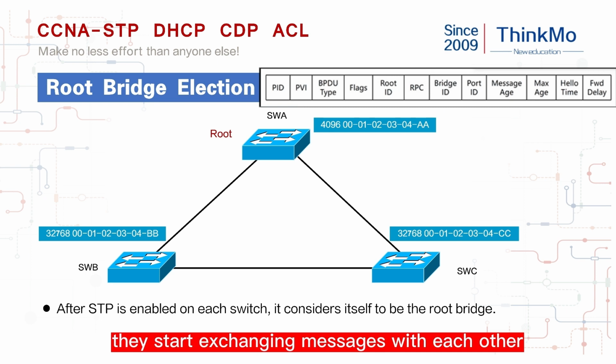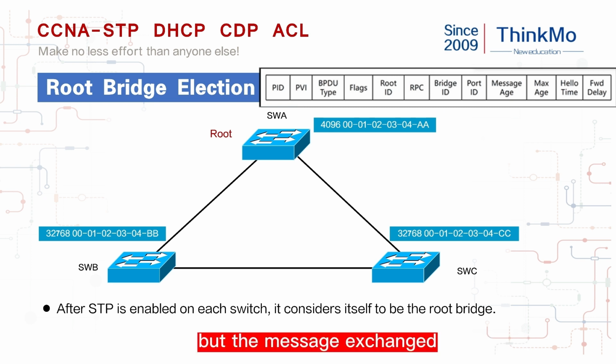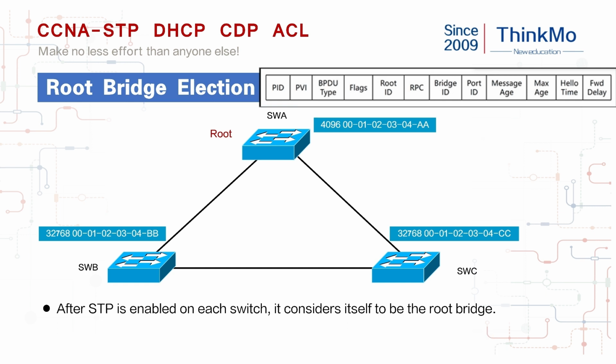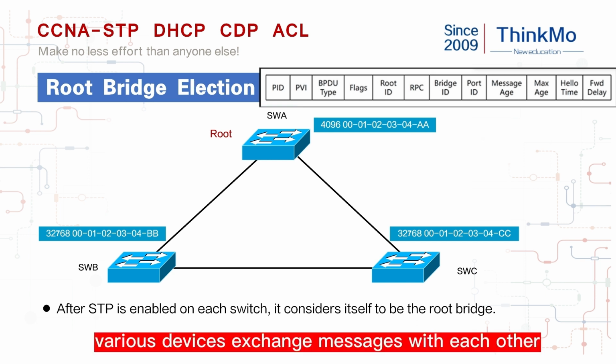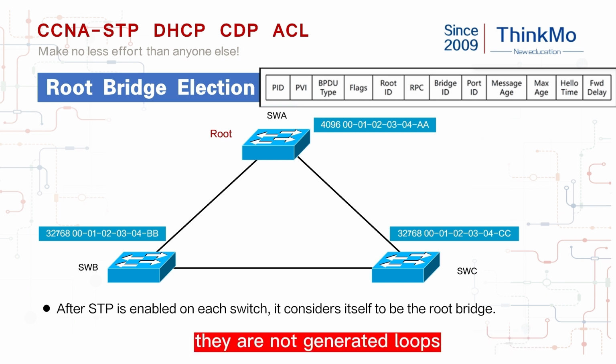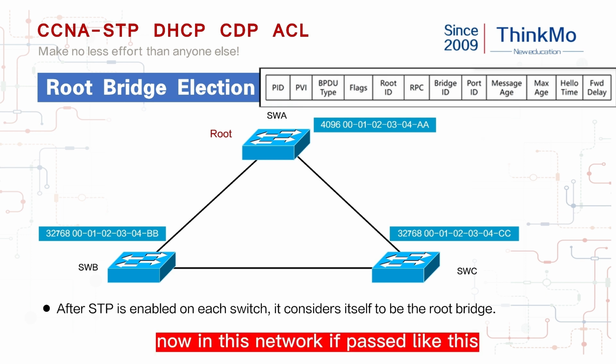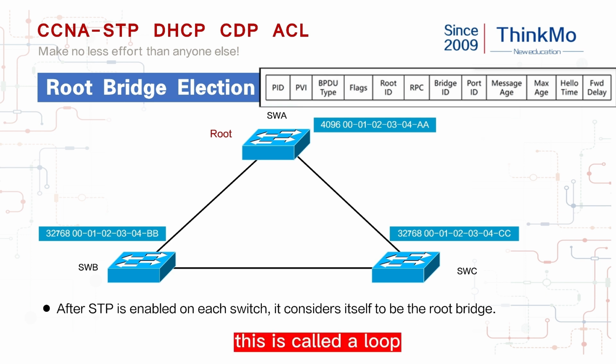They start exchanging messages with each other. But the message exchanged between them is not called a loop. We will learn a lot of protocols in the future. In the protocol, various devices exchange messages with each other. They do not generate loops. A loop generally refers to when data is sent, a user's business data, around a pretty standard ring. Now in this network, if it is passed like this, it is called a loop.